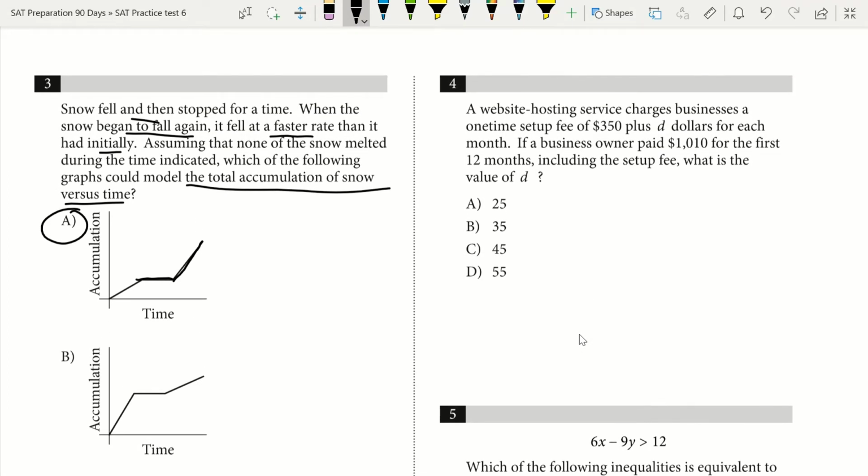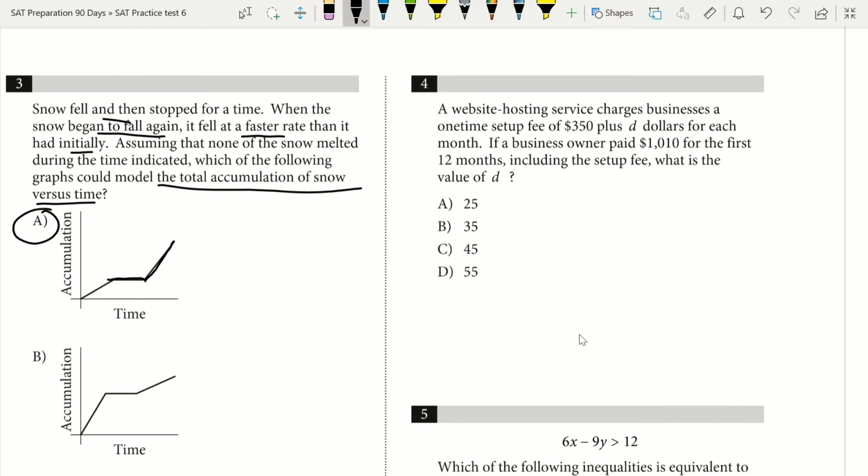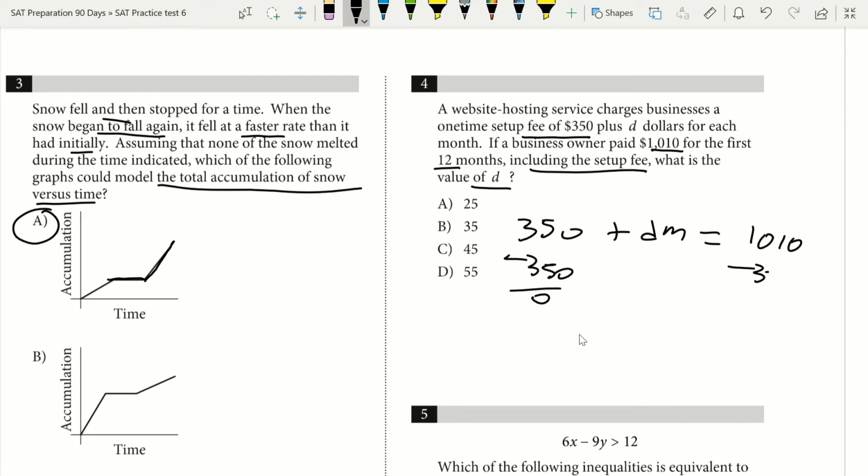All right, question 4. A website hosting service charges its businesses a one-time setup fee of $350 plus D dollars for each month. If a business owner paid $1,010 for the first 12 months, including the setup fee, which of the following could be the value of D? Okay, we just set this equal to 1010. We subtract 350 from each side to get rid of that setup fee. We know that he said that he had 12 months, so that'd be plus 12D. Then we divide each side by that 12 months, get rid of it, and solve for D.